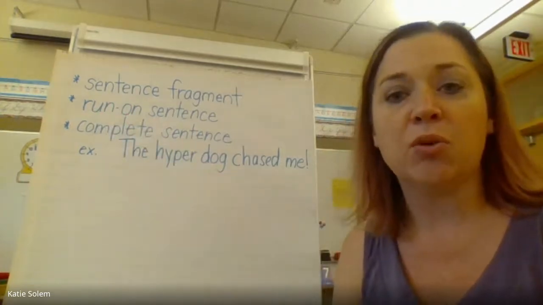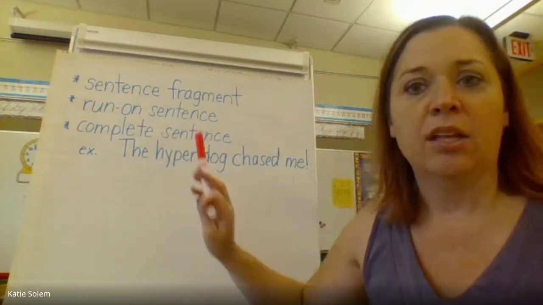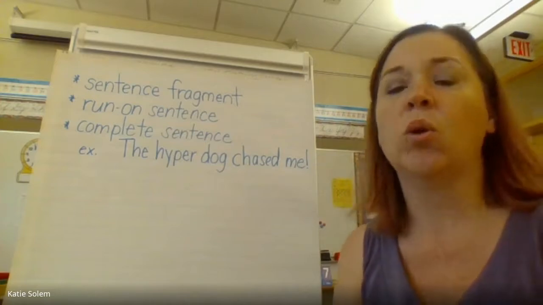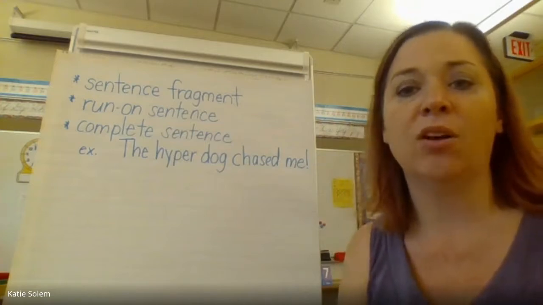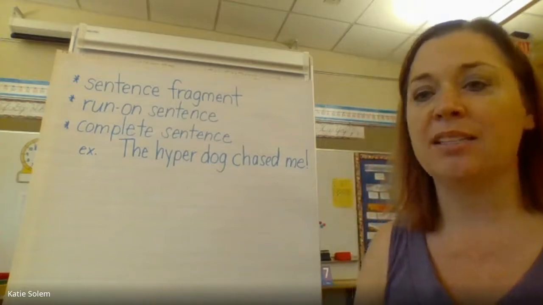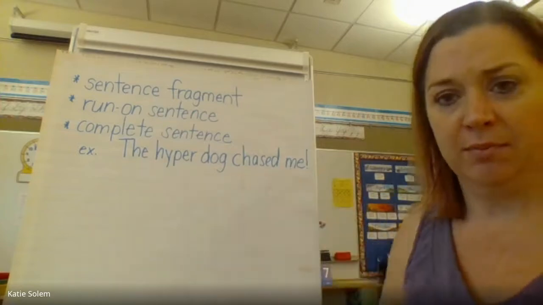So what we're looking to write in fourth grade are complete sentences. They are sentences that have the subject, or who or what the sentence is about, and they also have the predicate, or the action. So in my example here, the hyper dog chased me.